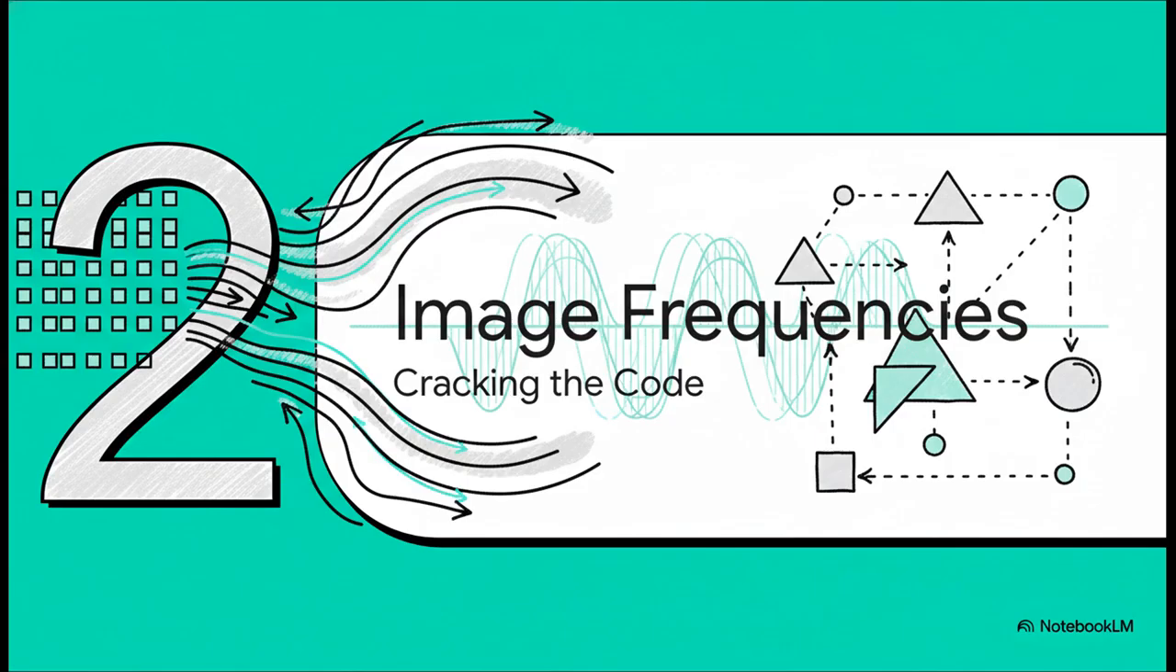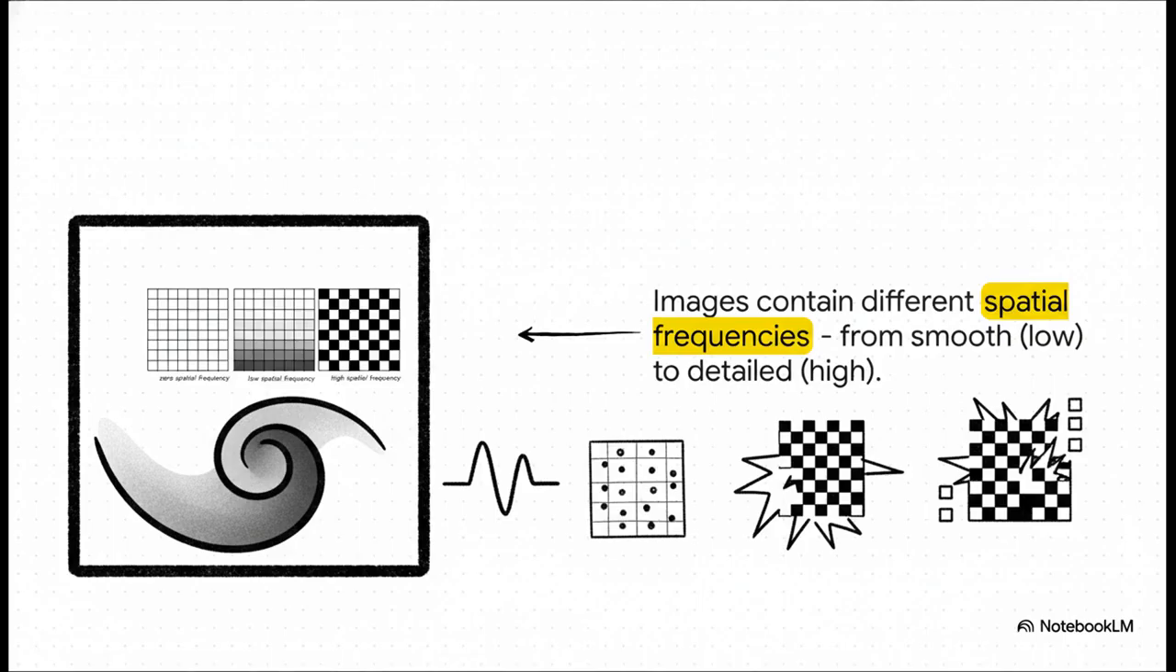Okay, so every image is made up of what are called spatial frequencies. Now, think of it like this. Parts of the image with smooth, slow changes in color, like a nice soft sky, are low frequency. And the parts with really sharp, sudden changes, like the fine texture on the leaf or the pattern on a shirt, those are high frequency. All that fine detail lives in the high frequencies.